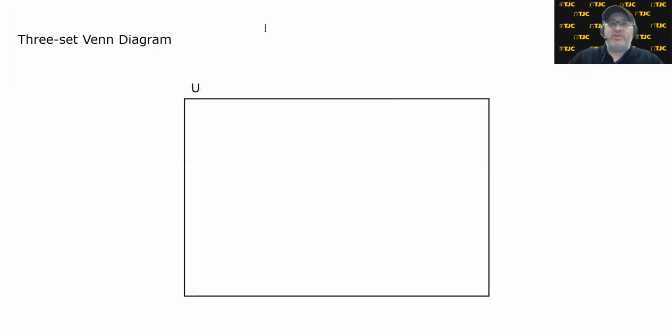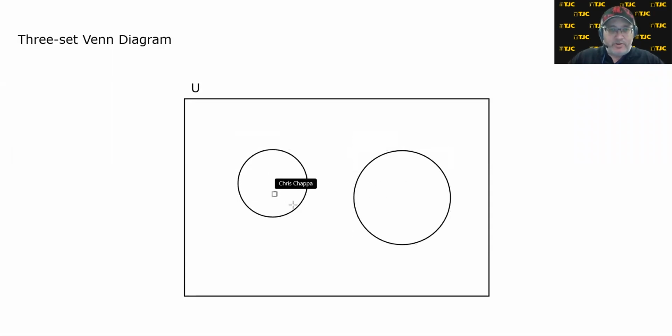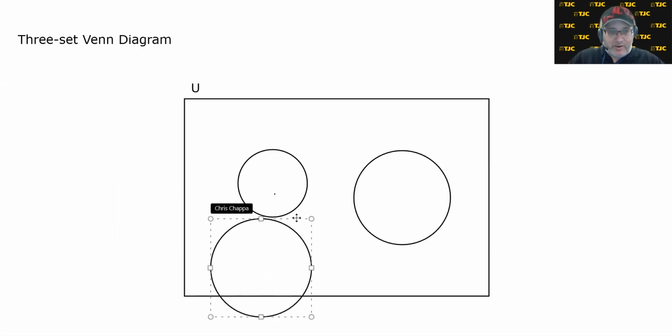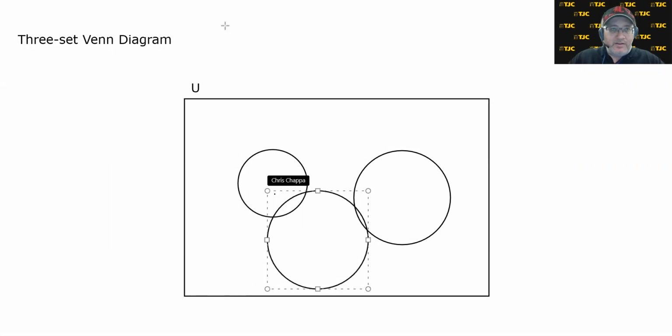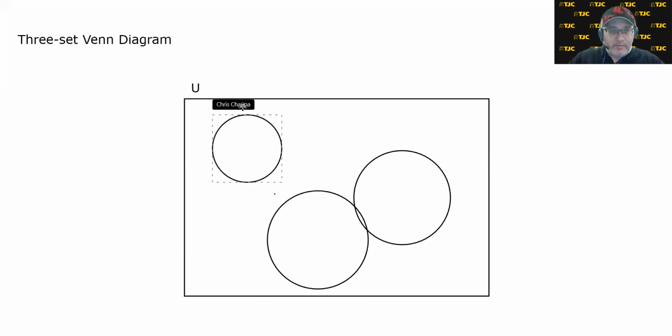And if we have 3 sets, generically, we could call them A, B, and C. So let me just start with 3 circles. And I better make them fairly large. I realize that's not quite where I want it right now. Let's select this circle and move it over and make it a little bit larger.